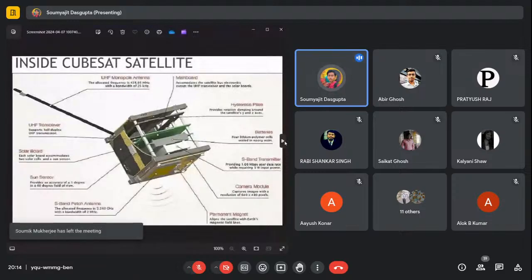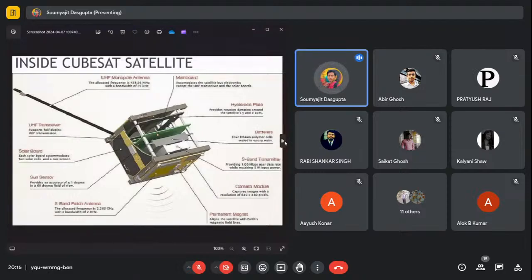Inside a CubeSat, there are two types of antenna. One is UHF, and the second one is VHF. UHF means ultra high frequency, and VHF means very high frequency. Okay. Most CubeSats use ultra high frequency, because if you want to send a CubeSat to LEO, meaning low Earth orbit, then you should have a UHF antenna. This antenna has a particular frequency range between 433 to 438 megahertz. Okay, and a frequency bandwidth of 25 kilohertz.